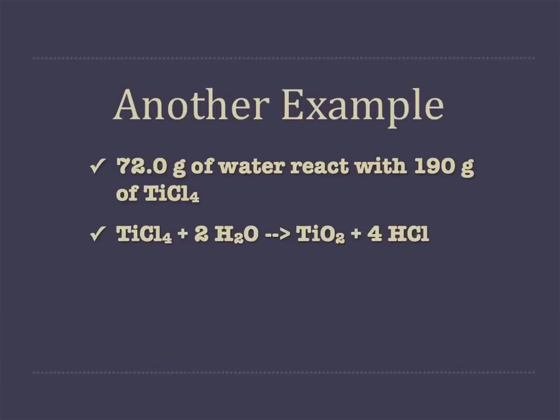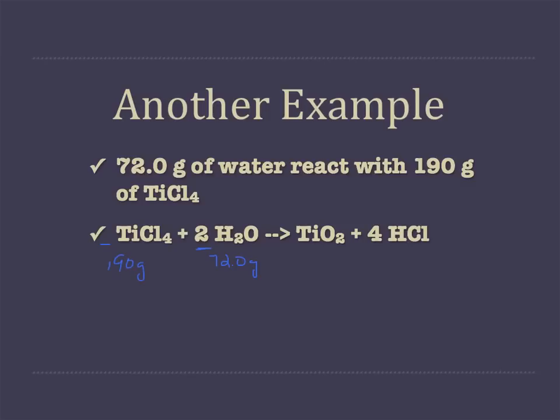Alright, let's take a look at another example. It says 72 grams of water react with 190 grams of TiCl4. Notice in this one we don't have the same coefficients. We've got a 1 in front of the TiCl4 and a 2 in front of the H2O. Once again, what I like to do to help me out is put my numbers down here. So we've got 72 grams of water and 190 grams of TiCl4.